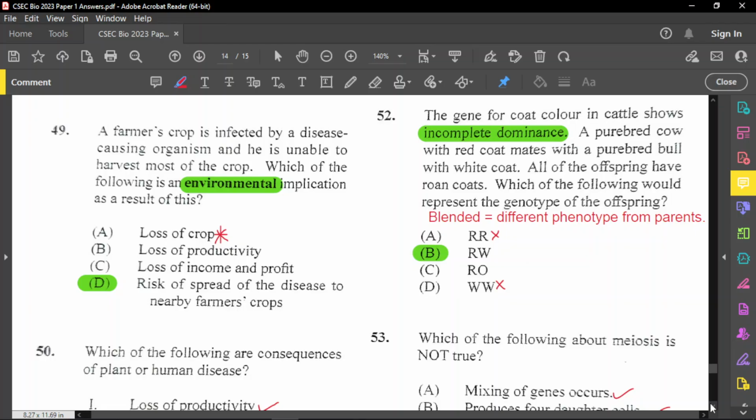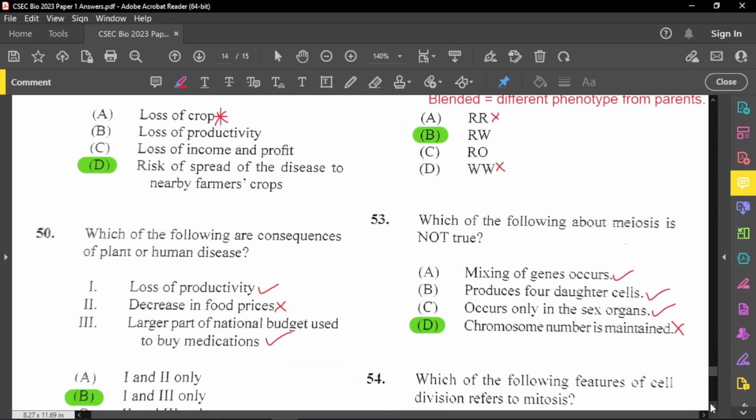Purebred means only one type of allele. So if you think about red represented by R and white represented by W, then the genotype for the roan coat will have to be RW. A point to note is that incomplete dominance is like a blended form, which means you're going to have a mixture of both colors. All right, just to mention that. So it's different from both parents.